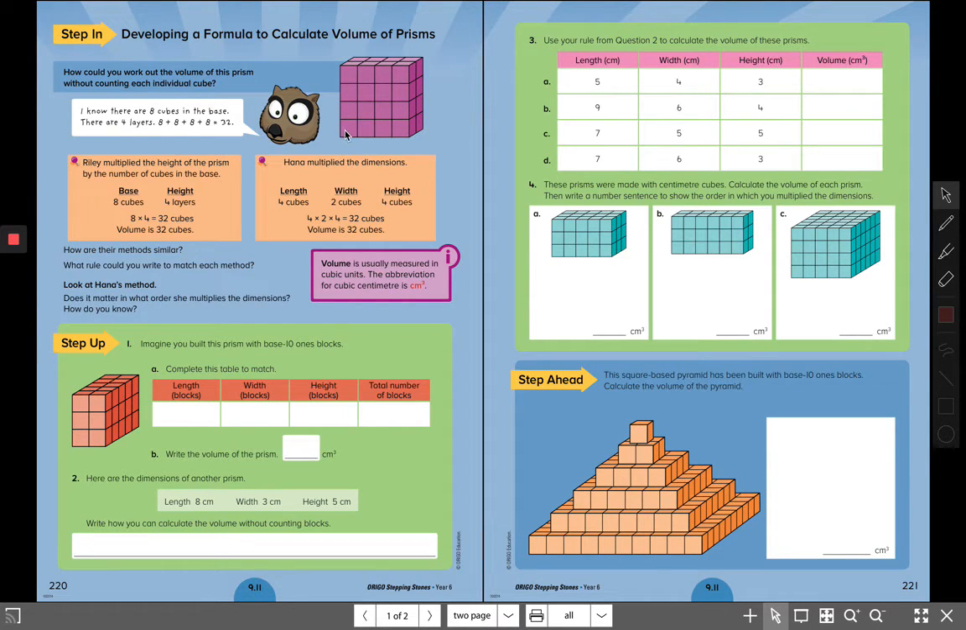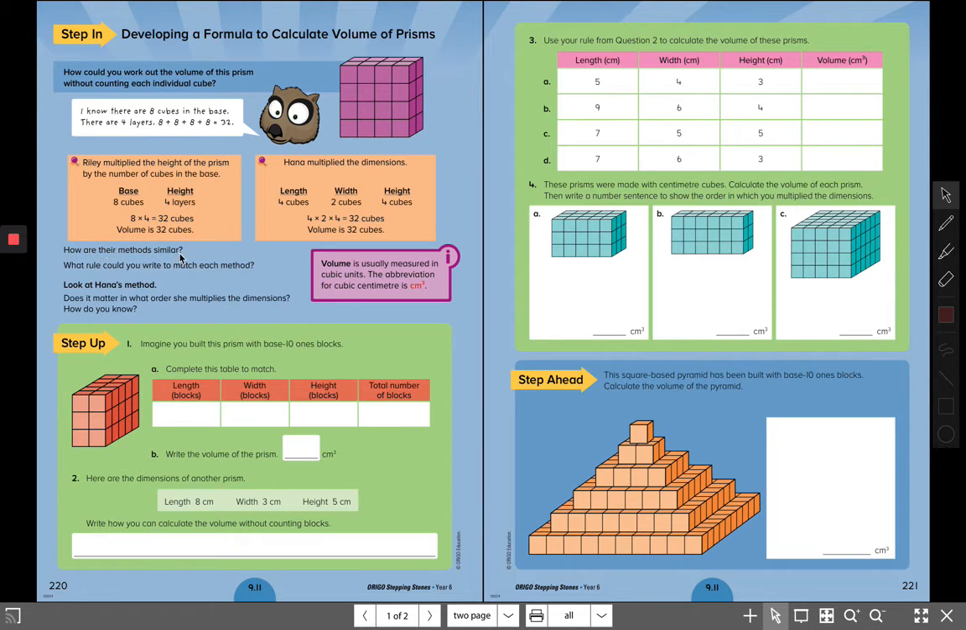Hannah multiplied the dimensions just like we did a minute earlier. She counted the length, which was 1, 2, 3, 4. She counted the width, which is 2, and the height was also 4. When she multiplied those 3 dimensions, she ended up with 32 cubes. So both answers are correct, but they just arrived there in a slightly different way.